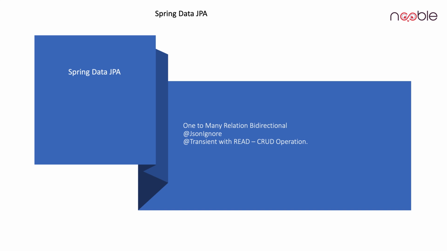We will define the user entity with the one-to-many annotation. We'll have coding exercises with the read operation. We'll also use @transient annotation in conjunction with the read operation. We'll also explore @JsonIgnore. Now let us start by modeling the entities.